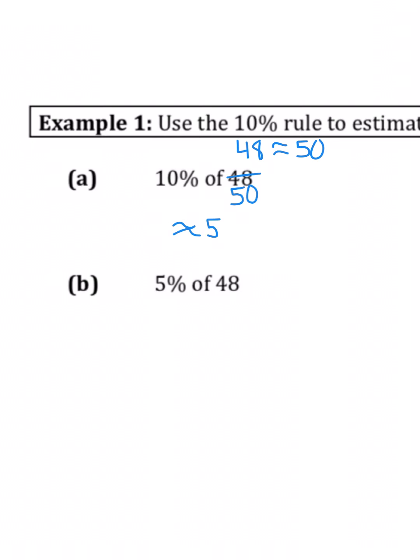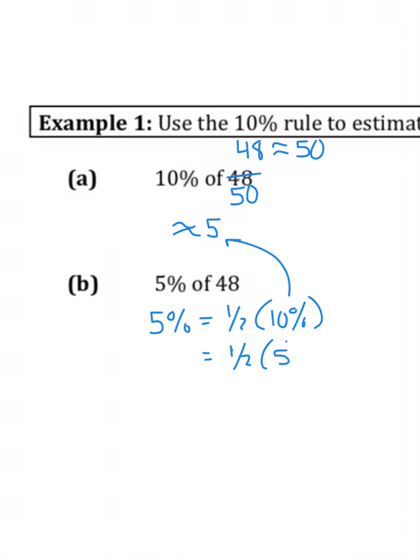Then 5% of 48 would be easy to find because what I would do is I would take my answer from the previous question and cut it in half. So I would say that since 5% is equal to half of 10%, I can just take half of the answer we got for 10%, which was 5, and say that our answer here is approximately 2.5. So 5% of 48 is approximately 2.5.